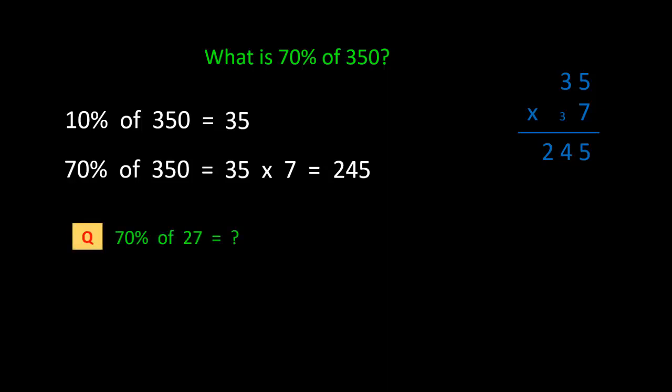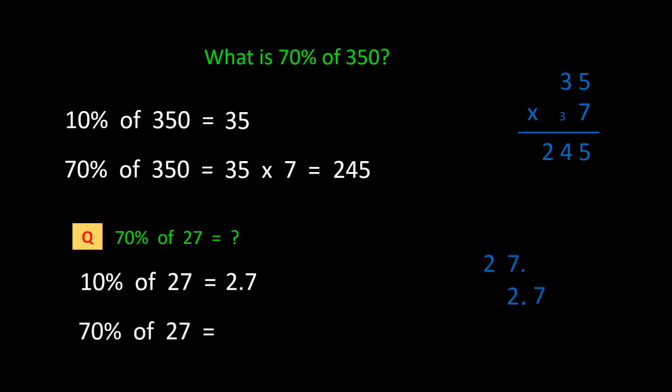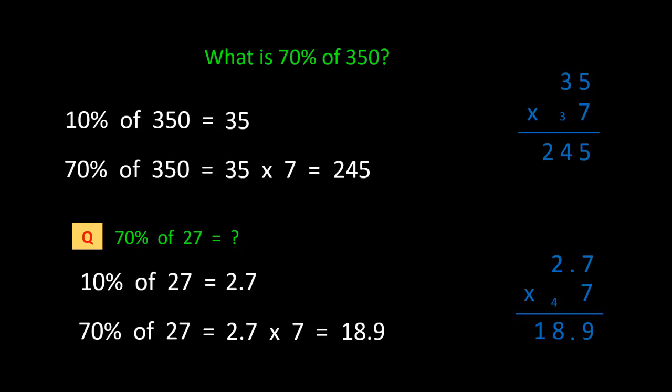Over to you then. 70% of 27, please. Press pause, press play for the answer. Okay, how'd you get on? Well, 10% is 2.7. There we go. Moving everything one place to the right. So 70% must be 7 lots of 2.7. So whichever way you multiplied it, hopefully you agree with 18.9.